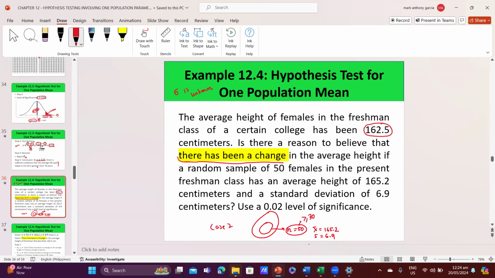So if there has been a change now in the average height of freshman female students, then the average height is not anymore equal to 162.5. So this means that this will be placed in our H1, and our H0 is the complement of this statement, which is mu is equal to 162.5 centimeters. This is our hypothesized mean value, which is mu sub 0.